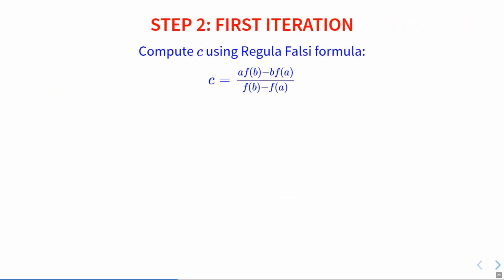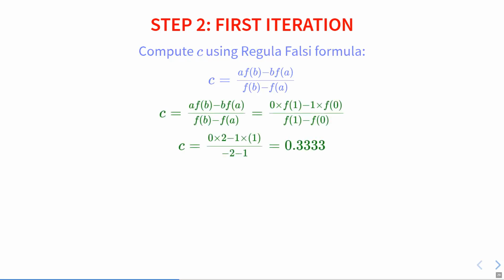So now here is the formula. Compute c using the Regula Falsi formula. So c is equal to (a·f(b) - b·f(a)) / (f(b) - f(a)). Now if I plug in a is 0, f(b) is -2, then b is 1, f(a) means f(0) is 1, then f(b) minus f(a), that is -2 minus 1. So c will be 0.333.